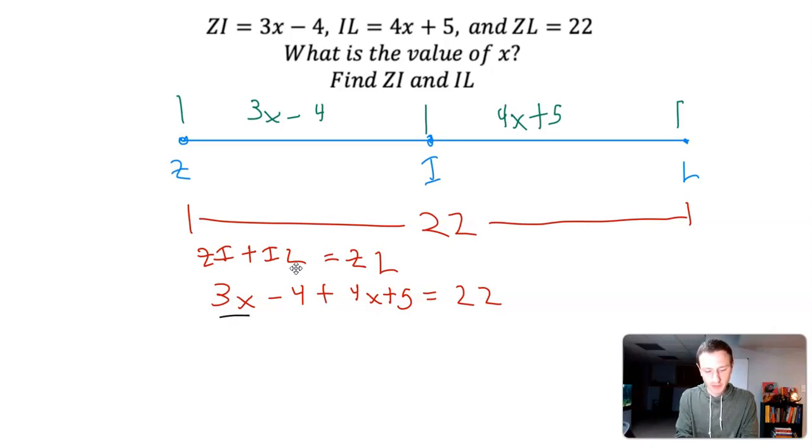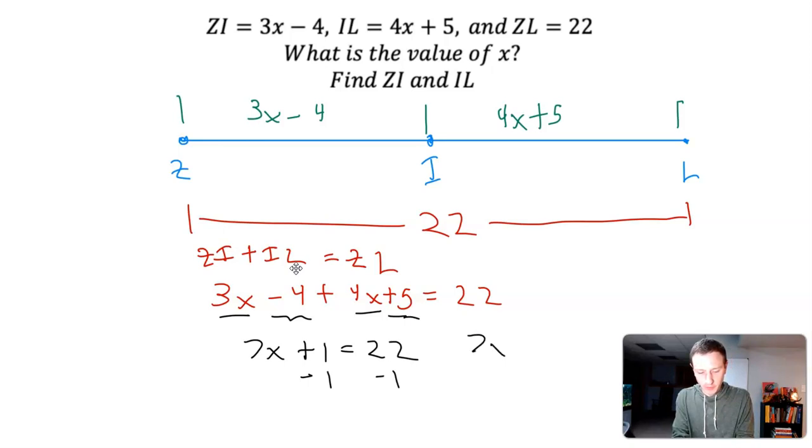So we're going to do 3x plus 4x, which is 7x. I'm going to do negative 4 plus 5. 5 minus 4 is 1, equal to 22. Solving a multi-step equation here, or two-step equation in this case. So subtract 1, we're left with 7x equals 22 minus 1, which is 21. Divide by 7, x is equal to 3.